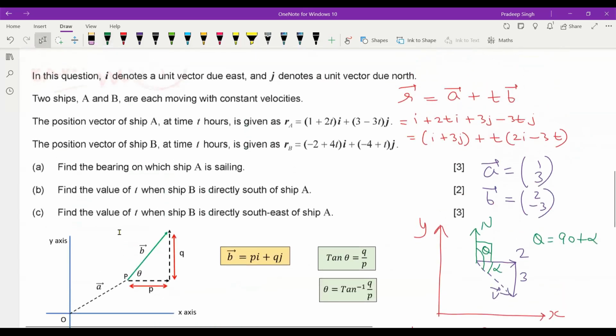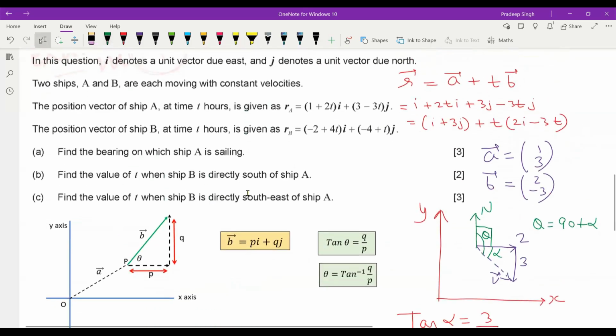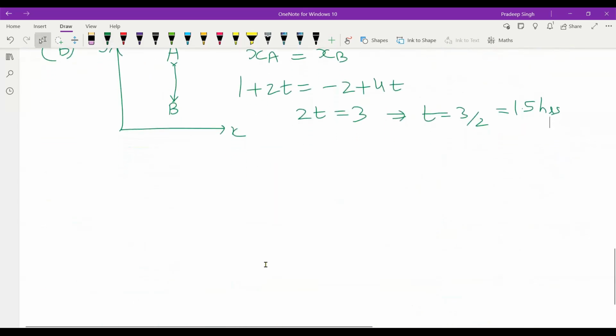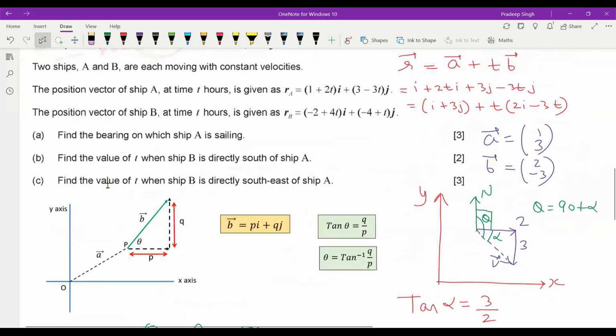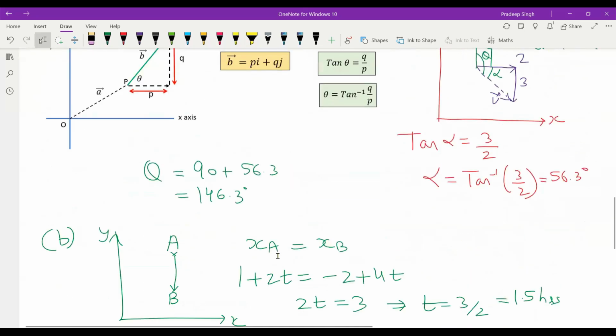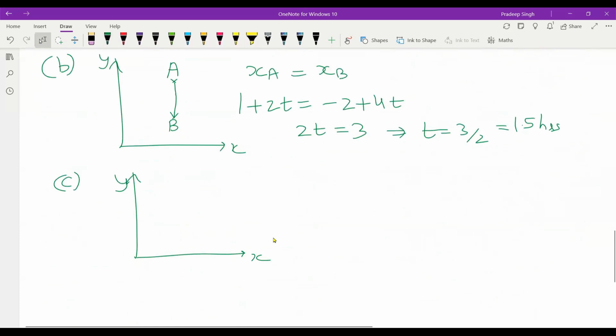In part C, we have to find the value of a time when ship B is directly southeast of ship A. So let us try to draw a similar figure for part C. Step 1 is to draw the coordinate system x and y. According to the question, we have to find the time when ship B is directly southeast of ship A. So like in the previous question, let's say A is over here, B is directly southeast. So that means B should be in this particular position.